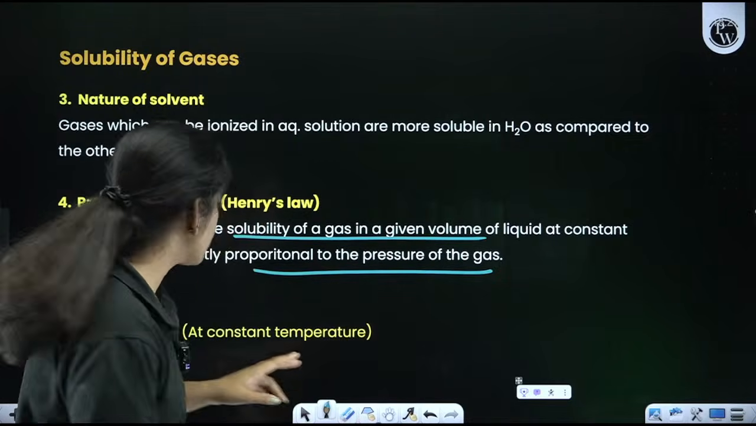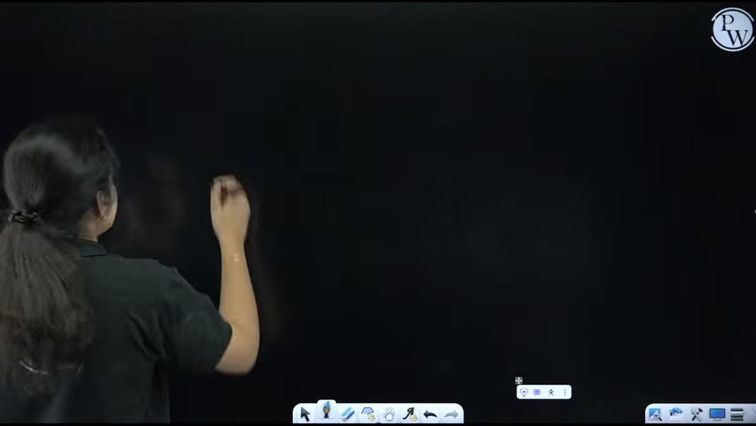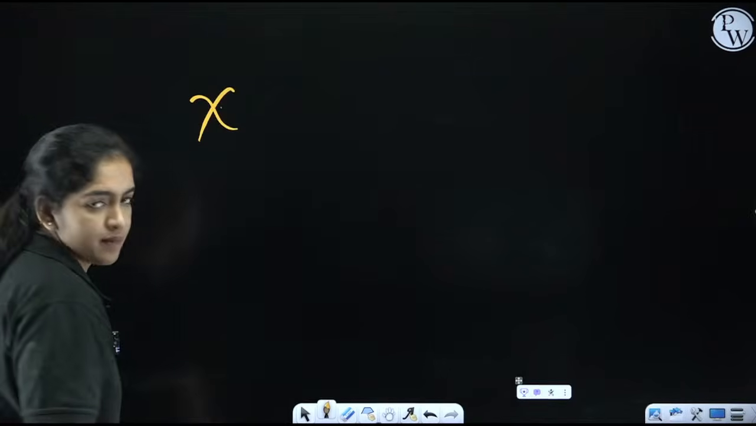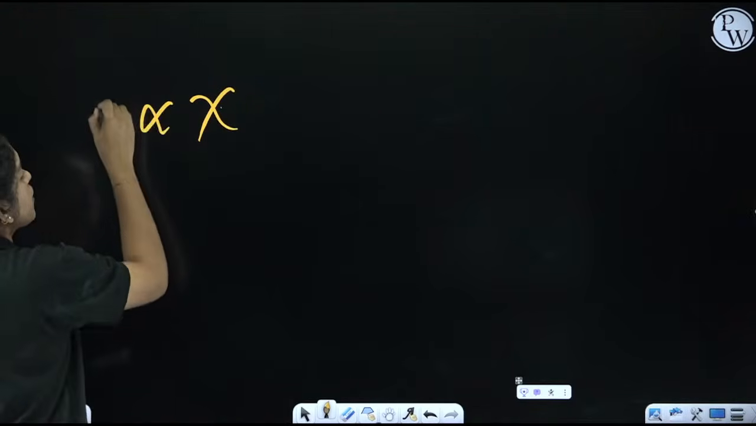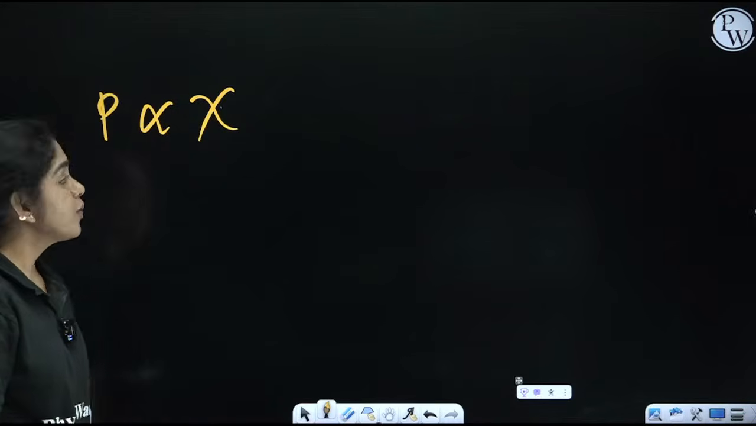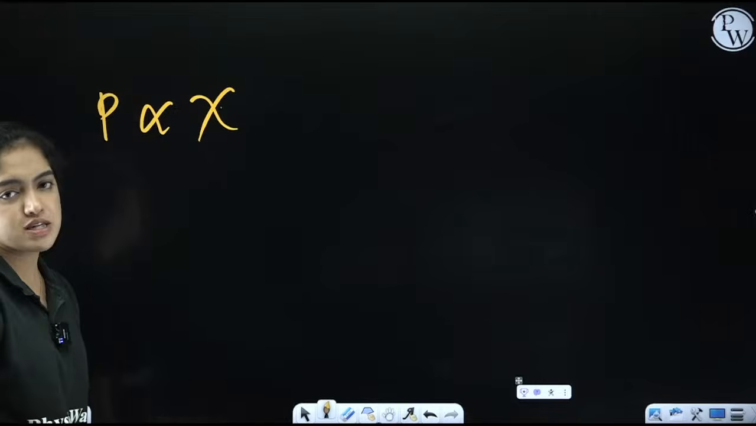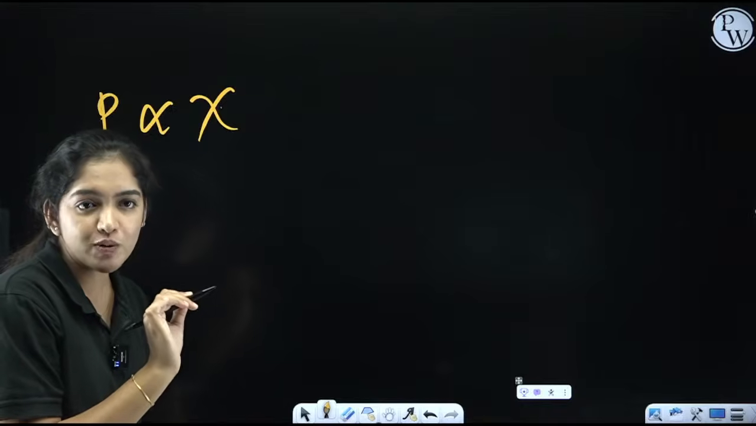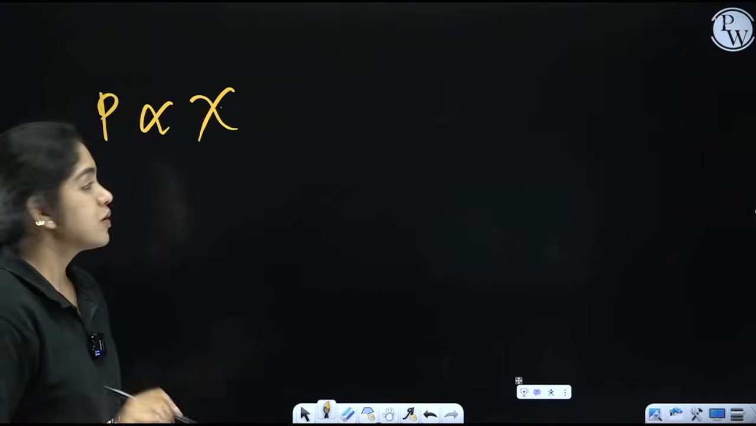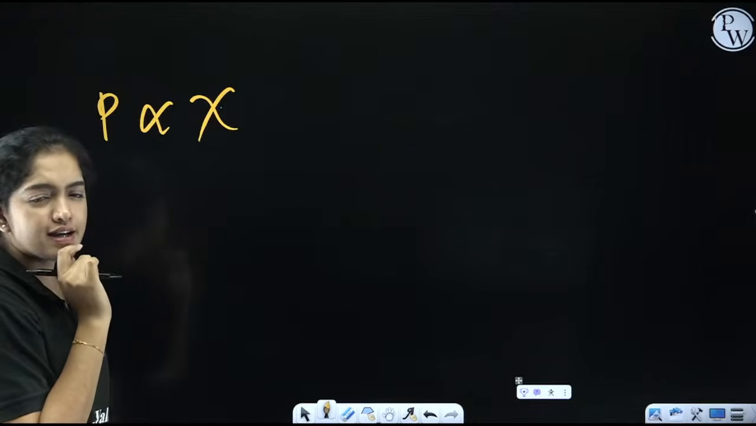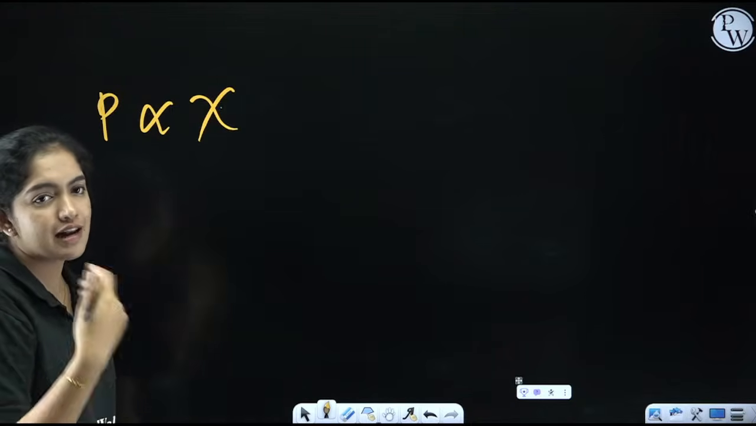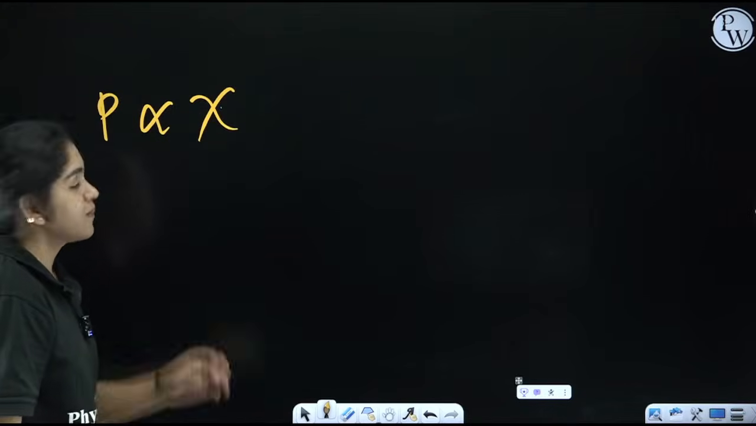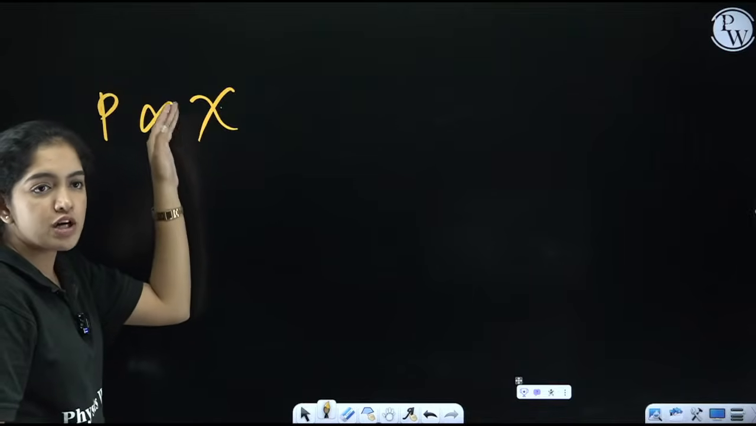And Dalton modified the law, so we can write the modified one. Mole fraction. What is the symbol that we use for mole fraction? Chi. Mole fraction is directly proportional to pressure. And we want to remove the proportionality and make it an equal sign, right? Dalton's atomic theory is not required in class 12. We already learned it in class 11, right? So P is directly proportional to chi. P means pressure, and chi is the mole fraction.